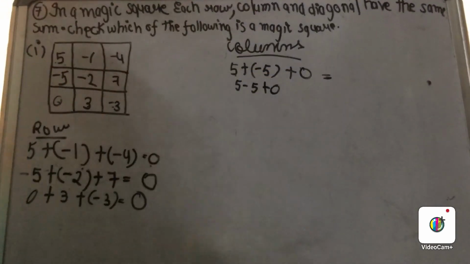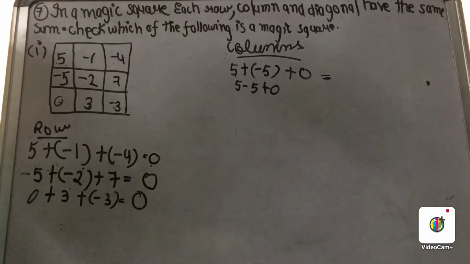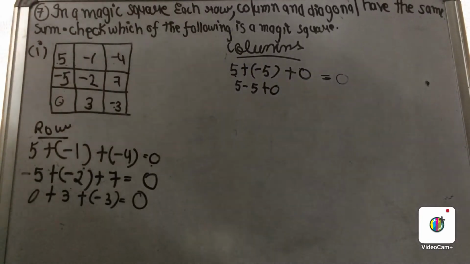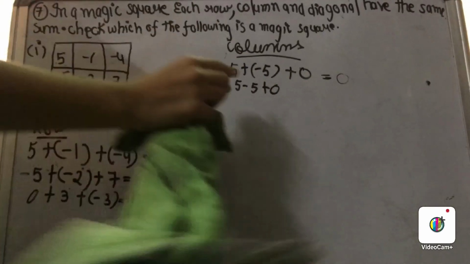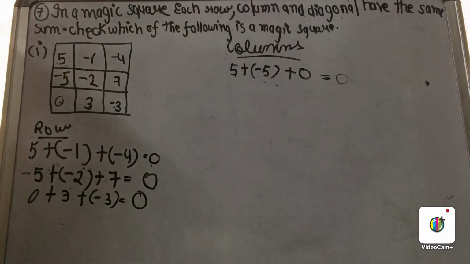So what is 5 minus 5? 5 minus 5 is 0, and 0 plus 0 is 0. So now this answer would be 0. So this answer is also 0. So now let us move to our next column.